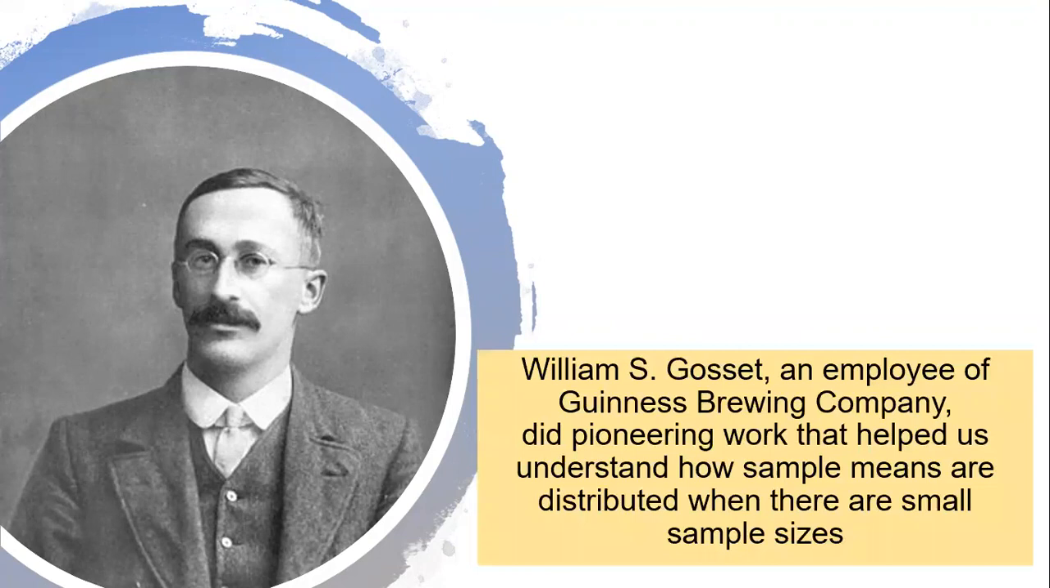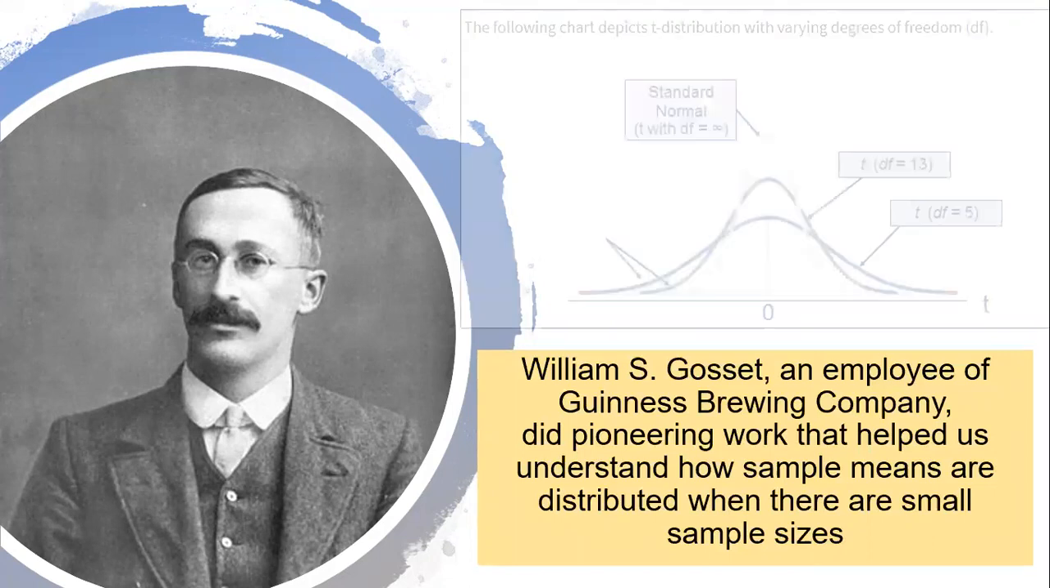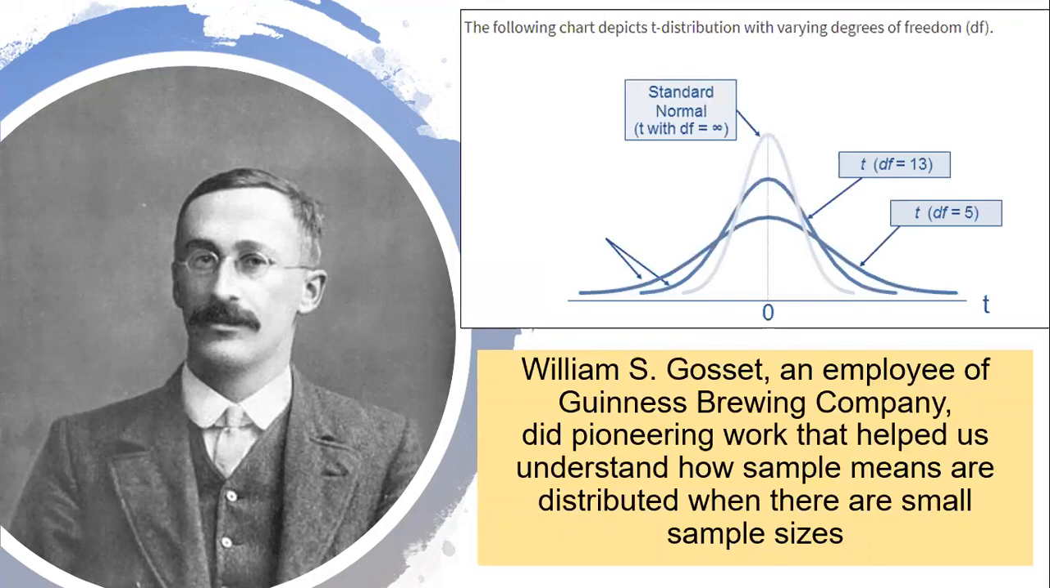Gossett was interested in the variability of the yields of barley plants for his work at Guinness, and as he studied those, he found something interesting. What he found was that the statistics, the sample means, were distributed in a way that was shaped largely like the standard normal curve with a bell shape, but with one crucial difference. Gossett found that as the sample sizes grew smaller, the distribution became flatter and the tails of the distribution became thicker.